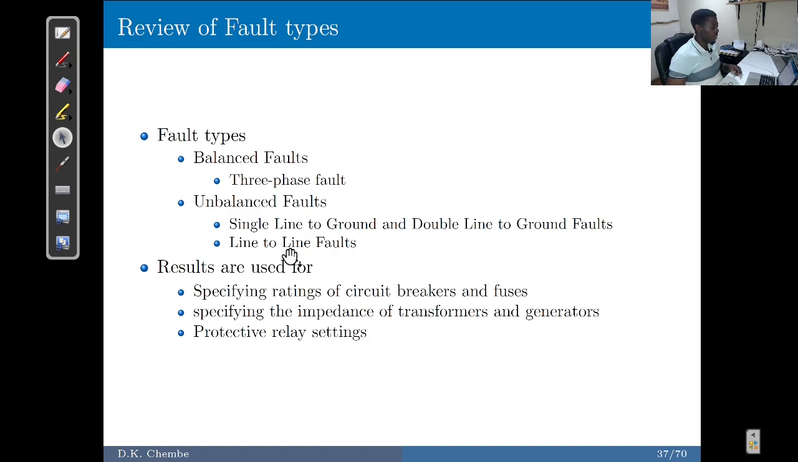So it is very important for us to determine and analyze these faults, because then we're able to select the right fuses, we're able to set the protective relays properly, and we are also able to select the right ratings of the circuit breakers in the system.